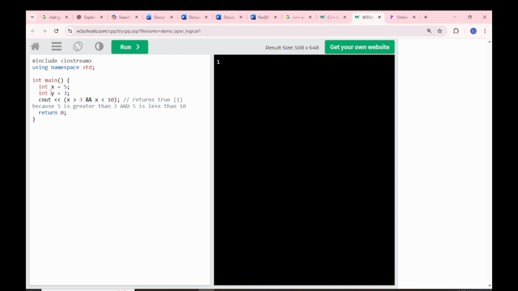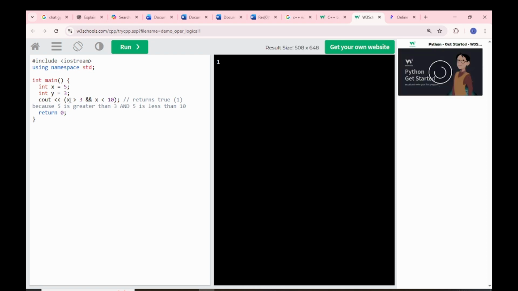Let's see, x equals 5, y equals 3, cout x greater than 3, yes, this is true, and x less than 10, right? So both of them are true. So AND is checking if both of them are true. If any one of them is false, then this should be false. So if you say x is greater than 6, x is 5, it's not greater than 6, but it's less than 10. So in this case, this will give us 0, right?